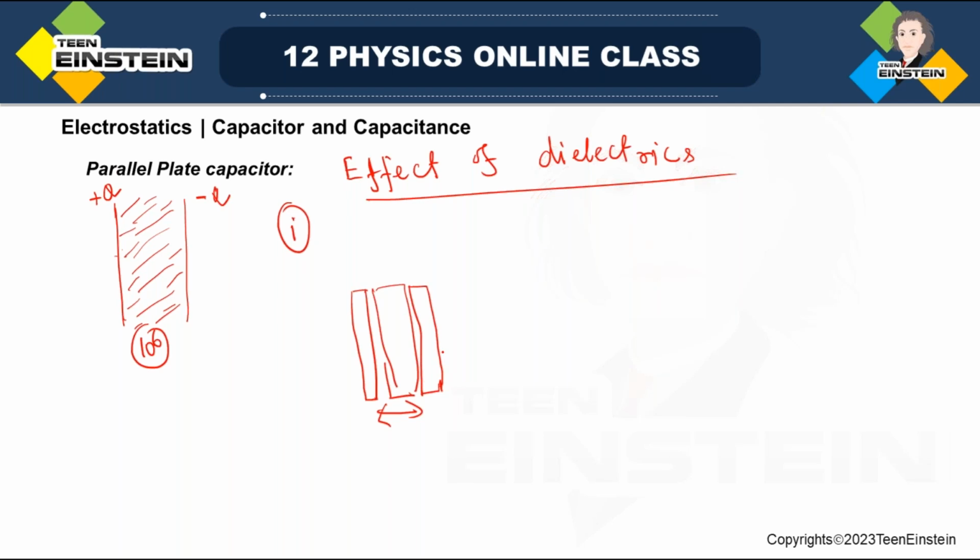So one purpose is done, and since it is not only air, we can apply a large potential difference across this.